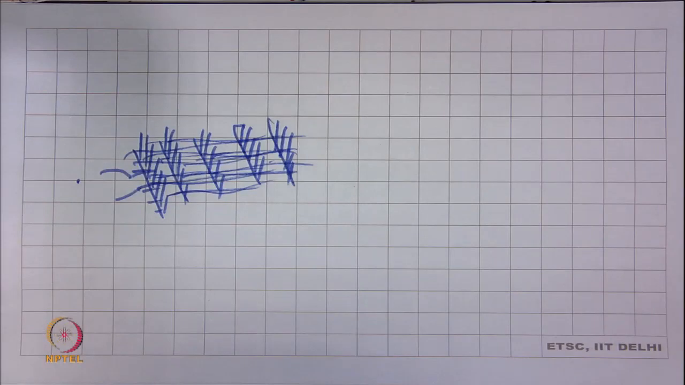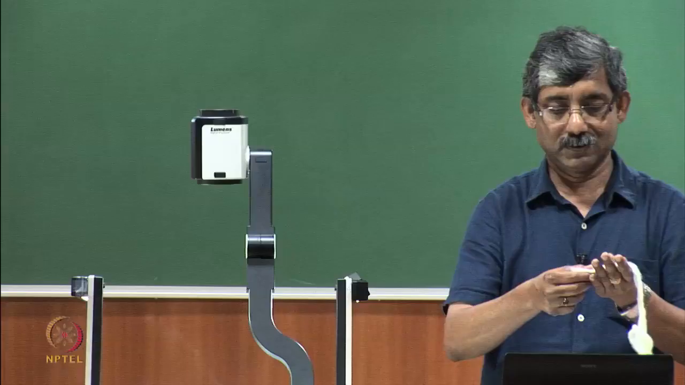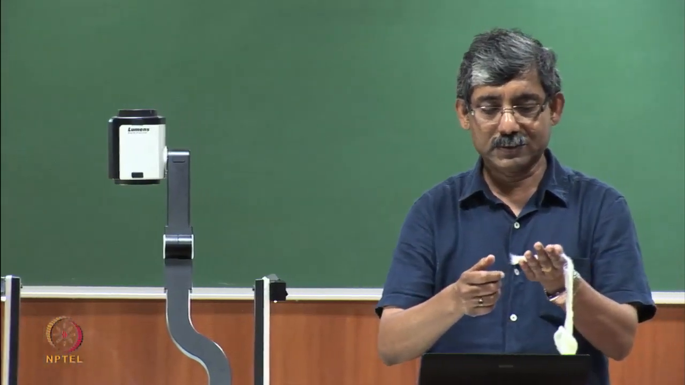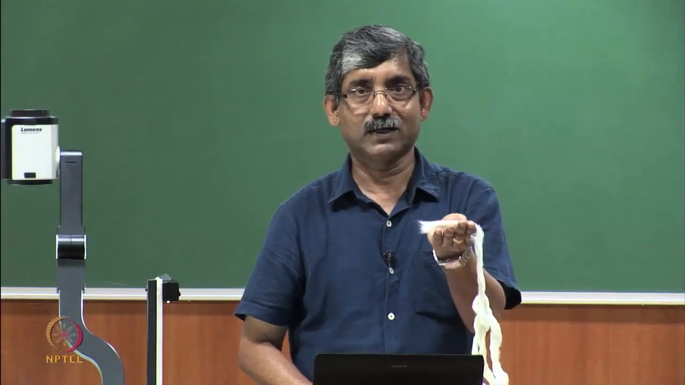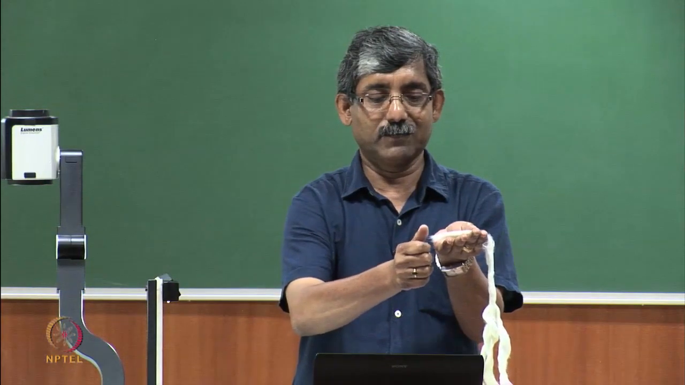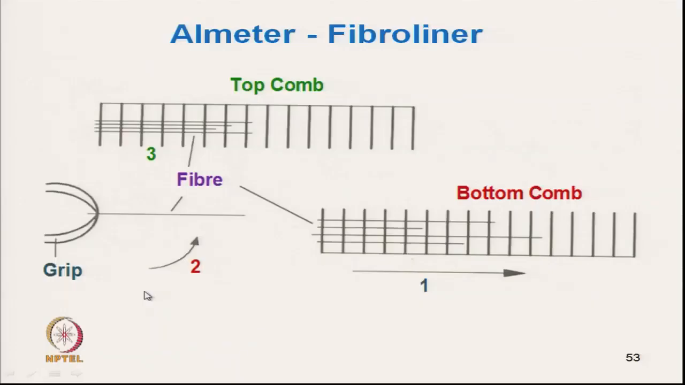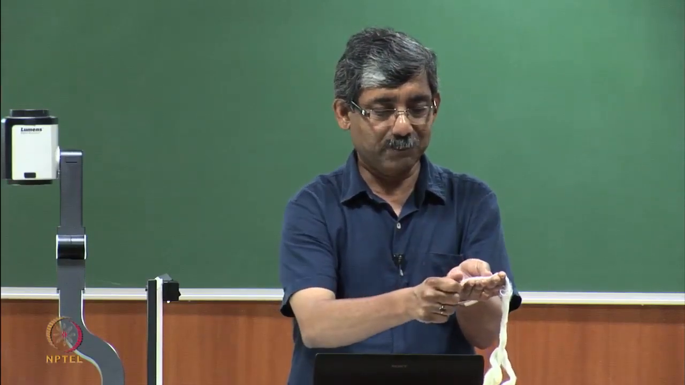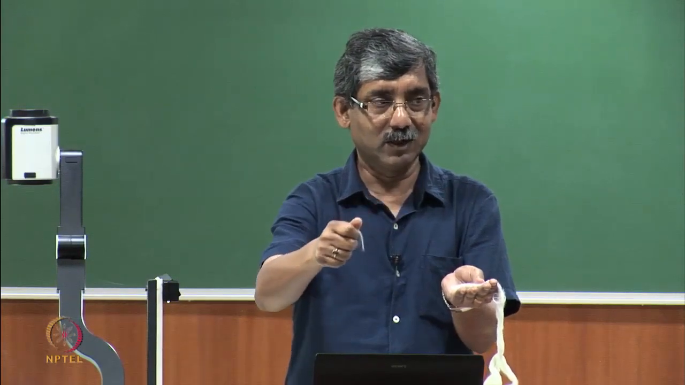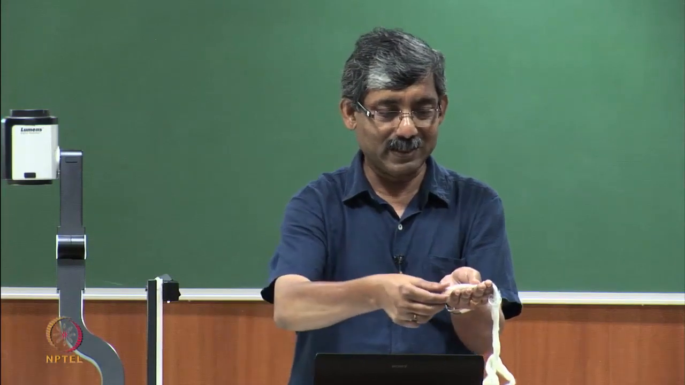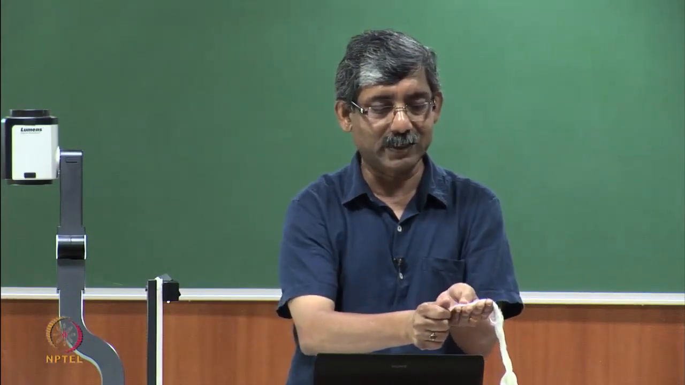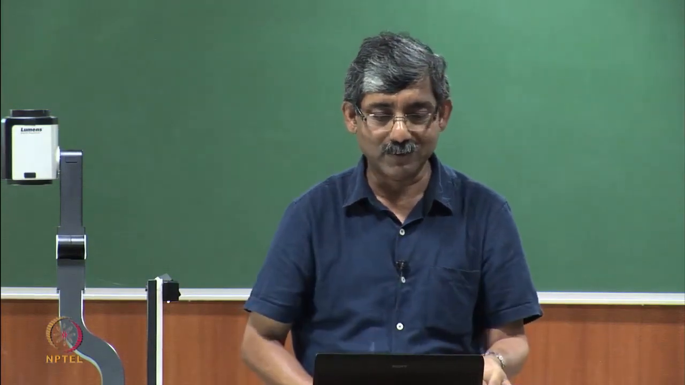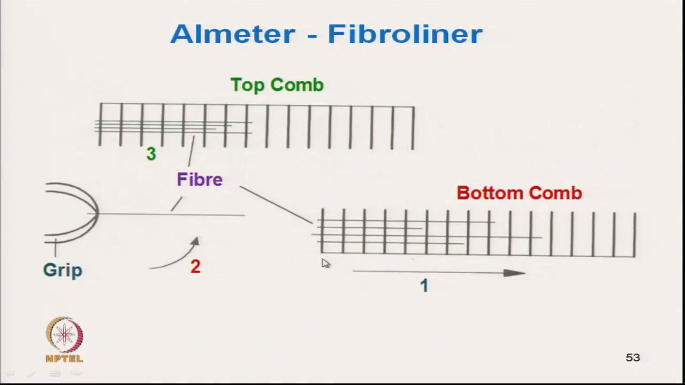Now, I can show here, try to see here. So, these are the fibers. The bottom comb is like this, and here is the Fibroliner. The grip is clamping repeatedly. It is clamping and placing the fiber on the top comb, again clamping, gripping and again placing there. For a particular setting, it repeats several times till all the fibers projected from the last comb are gripped, taken away and placed here.